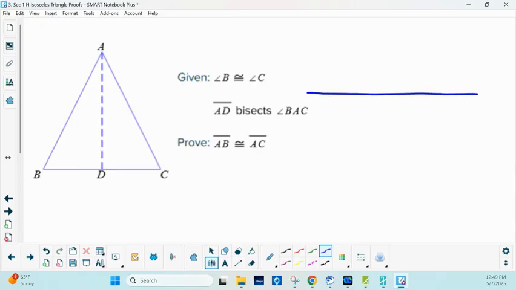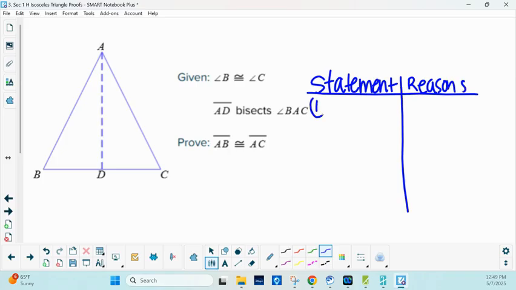Again, we don't know that it's isosceles, but we're going to prove some things about this triangle that would tell us that it's isosceles. So let's start with what we're given. This time we're given angle B is congruent to angle C. So I would mark that. Angle B is congruent to angle C. So those would be base angles.